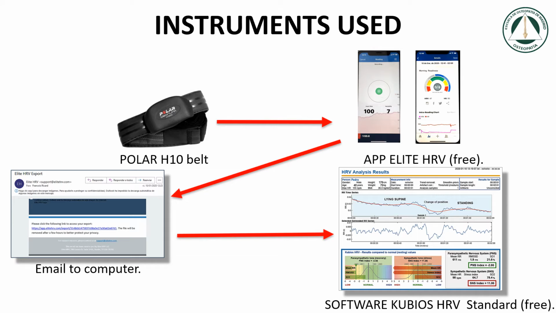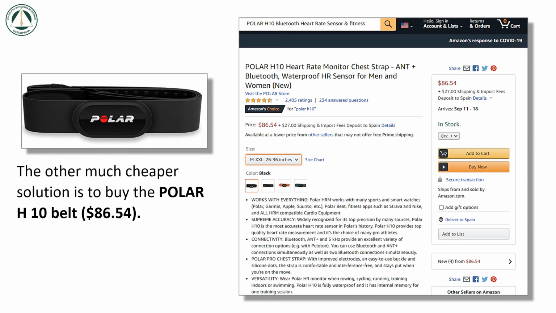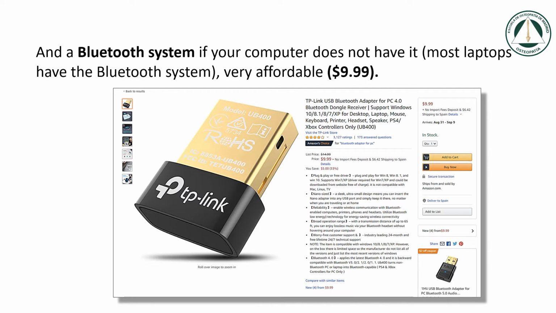We are now going to detail the different necessary steps. The first step is to buy the Polar H10 chest strap, compatible with the Nerve Express and Kubios, which was priced at $86.54 when purchased. If your computer does not have the Bluetooth system, most laptops already have it, it is necessary to buy an adapter at a very affordable price, $9.99.